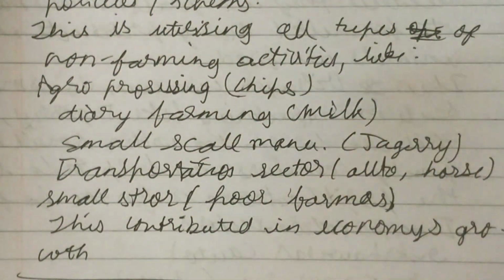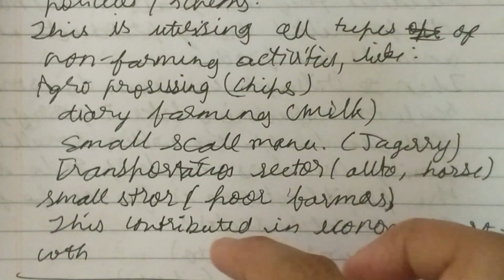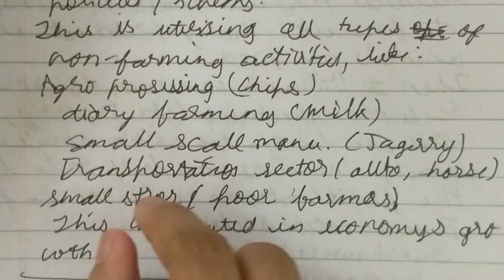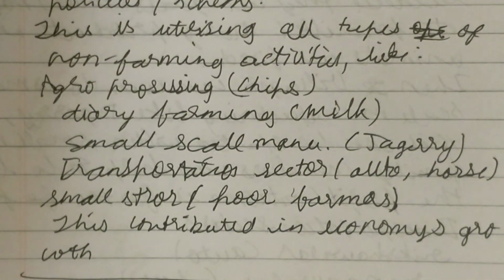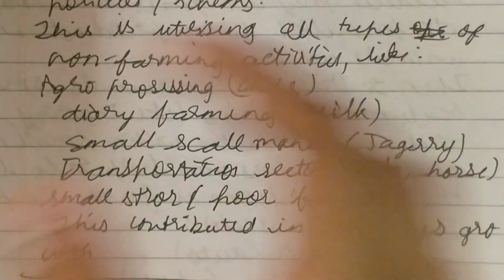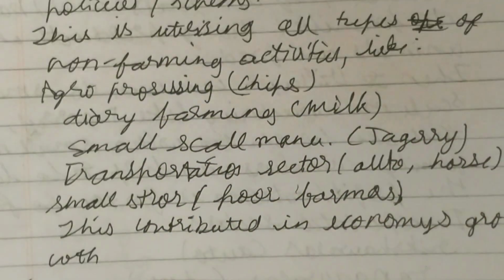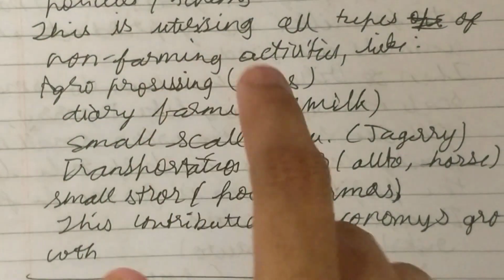So that is called agro processing. The examples are chips. And then dairy farming, we saw, right, like small villages can use milk for dairy farming, and it can be done in small land, and we don't need to put a lot of capital, which is investing money into whatever we are doing.